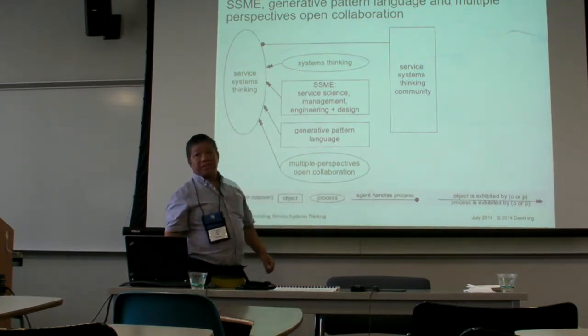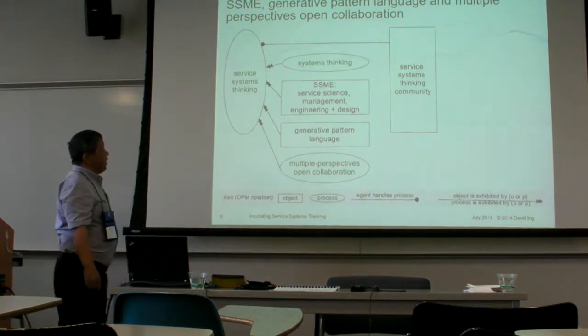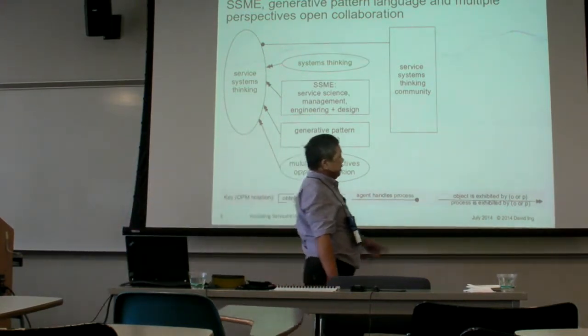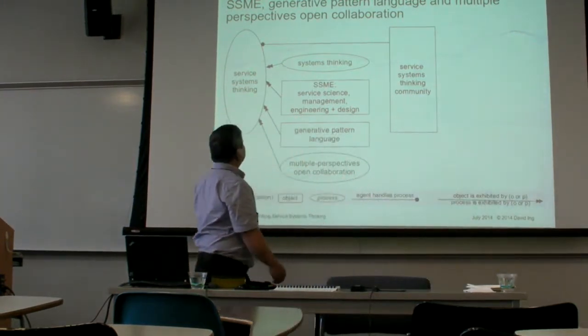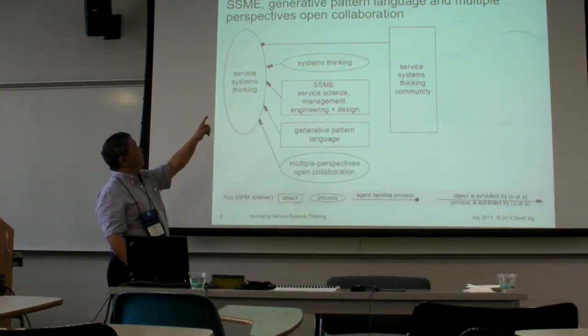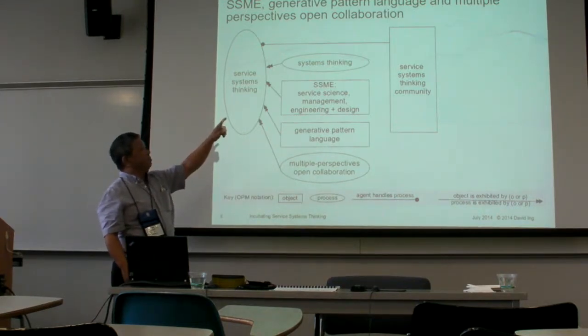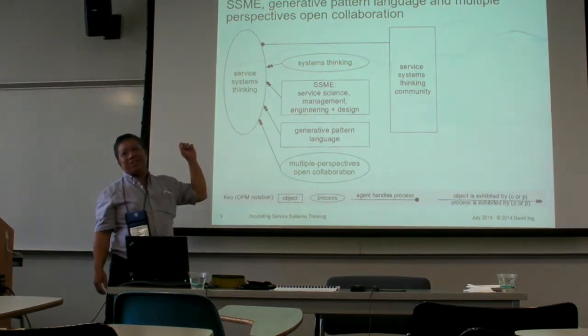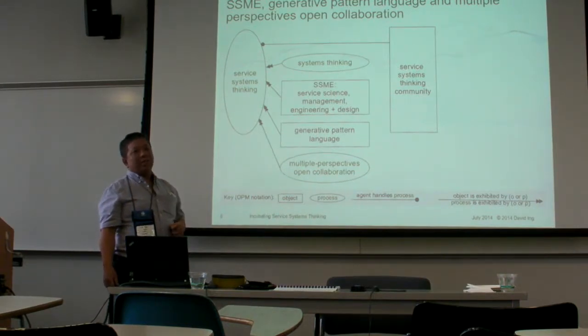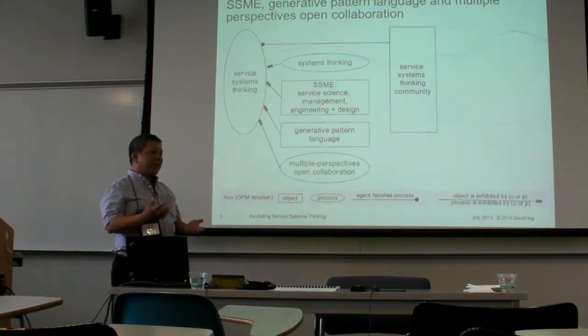So what's the significance of the direction of the arrow? The arrow, in this case, says the object is exhibited. So in this case, service system thinking exhibits system thinking. Yeah, I have to get used to the notation. I'm learning this stuff myself and just trying it out. They've been working on this for like 15 years, and it's one of those cases where I'm just trying it and seeing if it actually works.